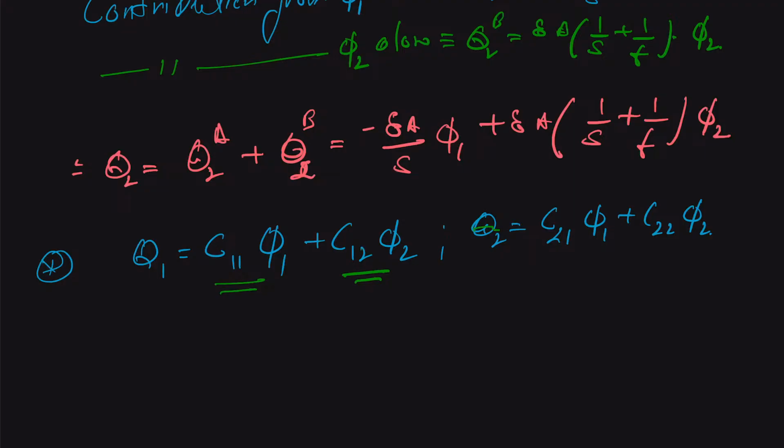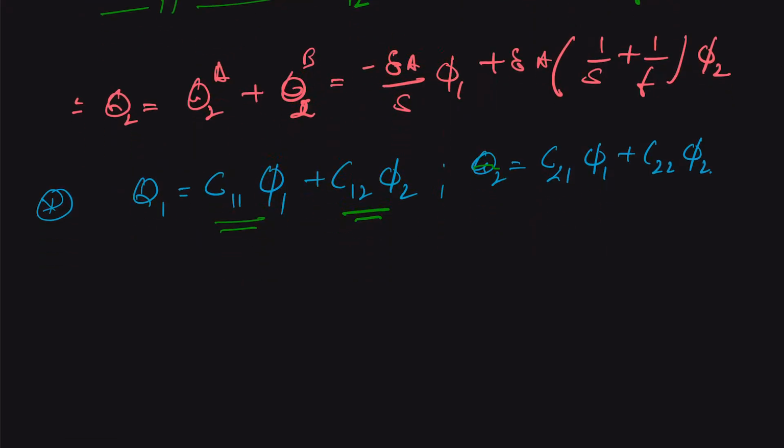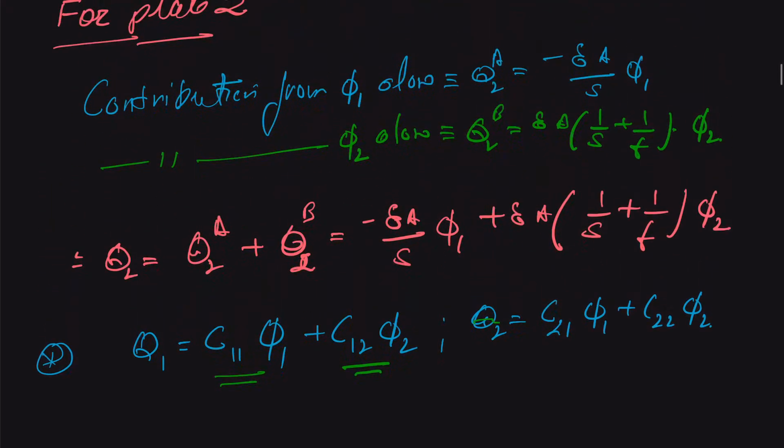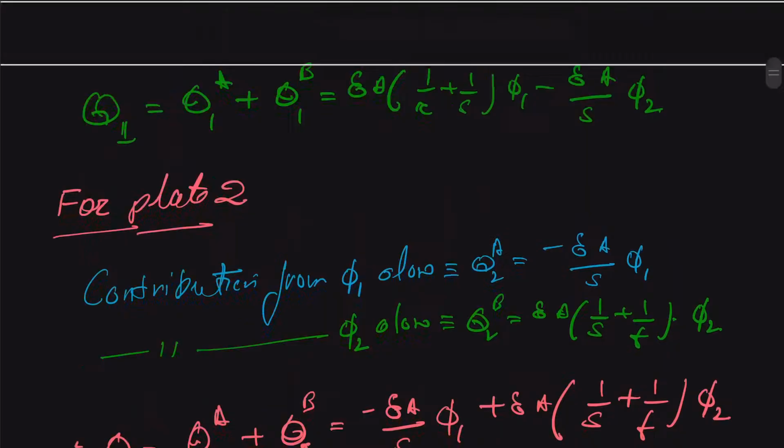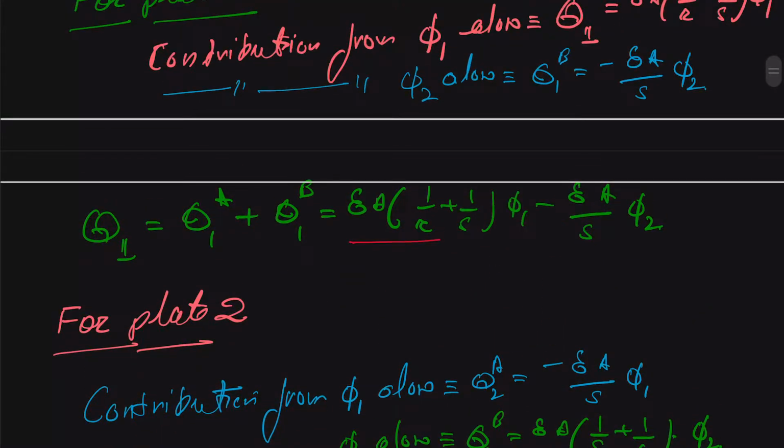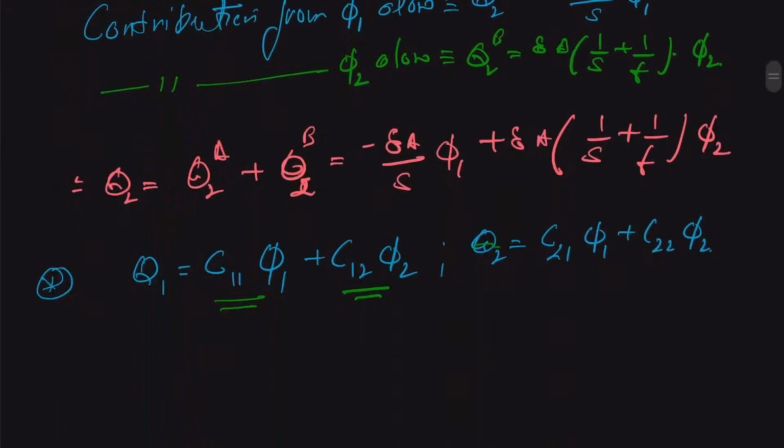So we already know the coefficients. If we make a comparison with these equations, let's say this equation is 1, this equation is 2, this equation is 3 and this equation is 4. So we are going to make a comparison between 1 and 3, and 2 and 4.